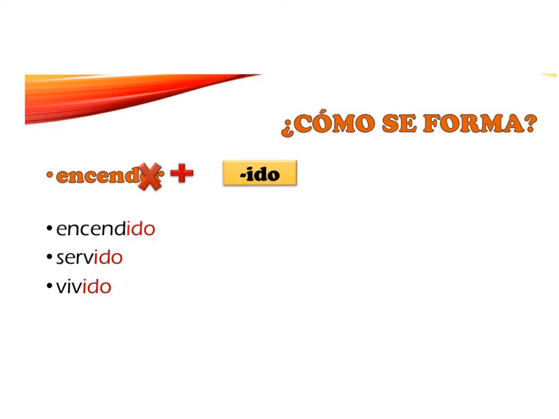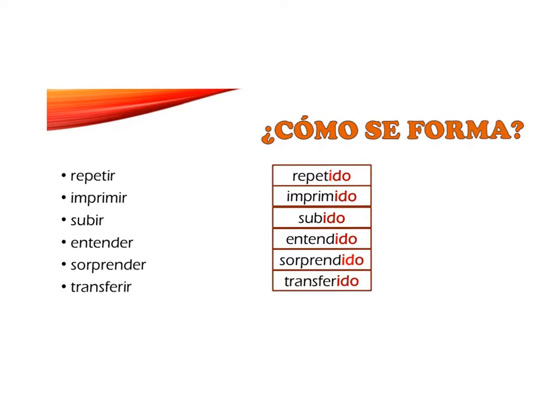Now, if the verb ends in er or ir, okay, you get rid of the ending of the infinitive, er or ir, and you add ido: encendido, servido, vivido. Okay, and here you can see a lot of examples. Repetir, repetido. Imprimir, imprimido. Subir, subido. Entender, entendido. Sorprender, sorprendido. Transferir, transferido.